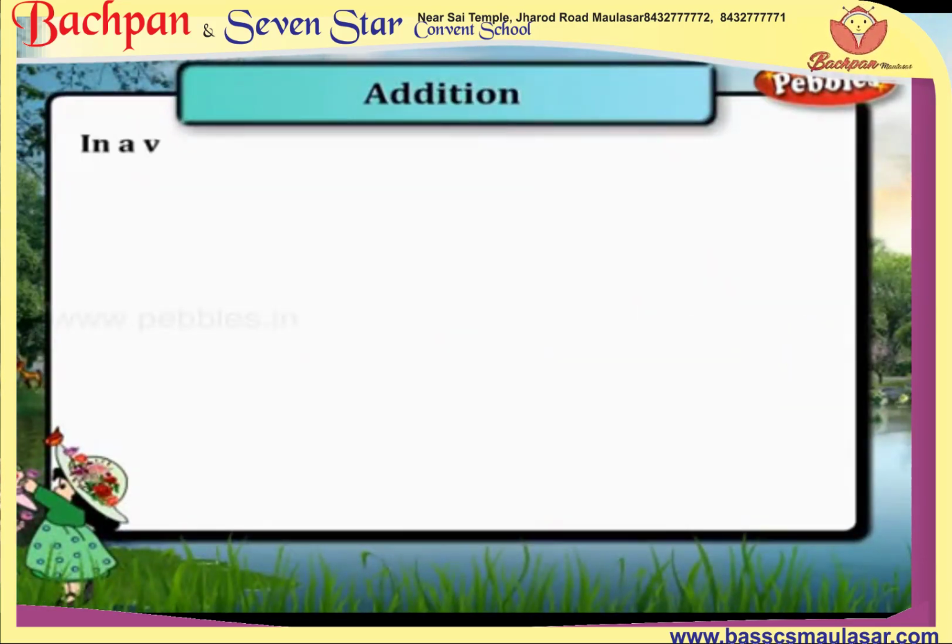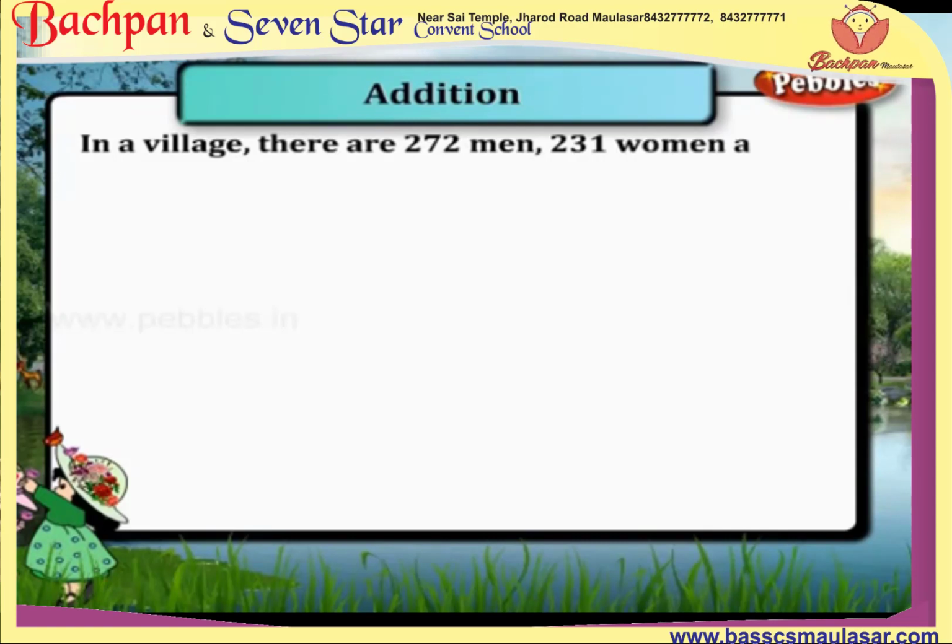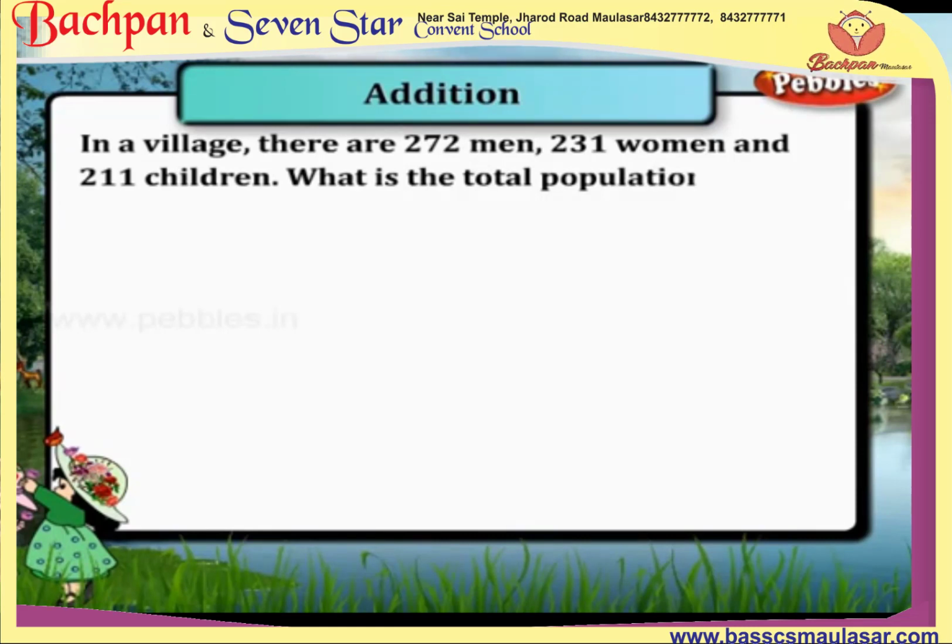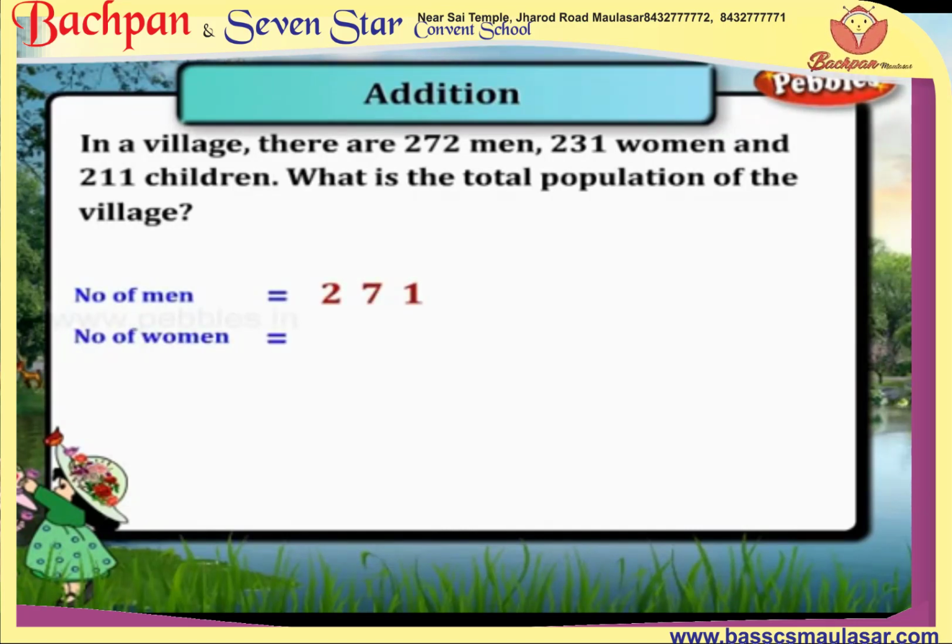In a village, there are 272 men, 231 women, and 211 children. What is the total population of the village? Number of men, 271. Number of women, 231. Number of children, 211.